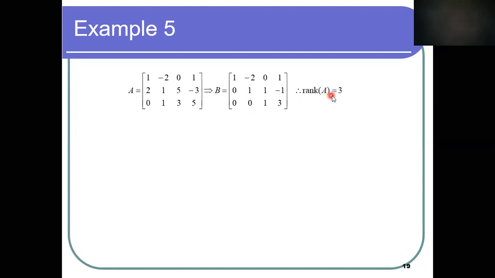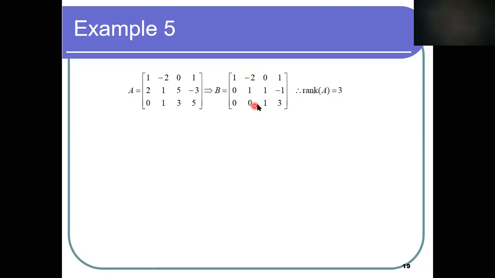So in that case, it has 3 pivot positions. This row is a pivot row, this is again a pivot row due to this one, and this is again a pivot row. So this is again a pivot column, and this is again a pivot column, and this is also a pivot column.